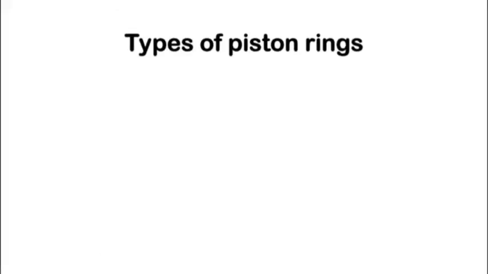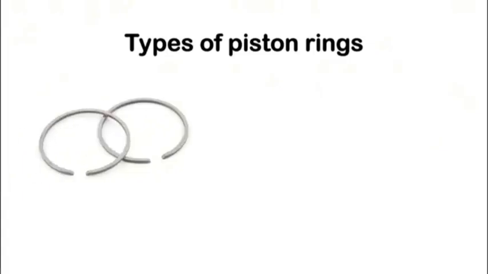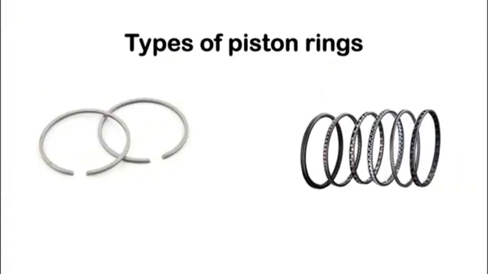There are two types of piston rings: the compression ring and the oil control ring. About 2 to 4 compression rings are fitted to the piston, while 1 to 2 oil control rings are fitted to the piston.